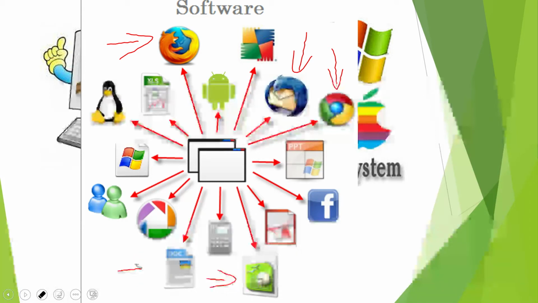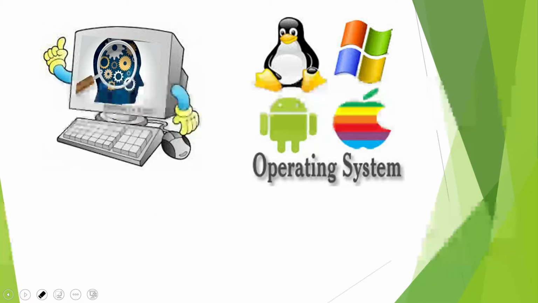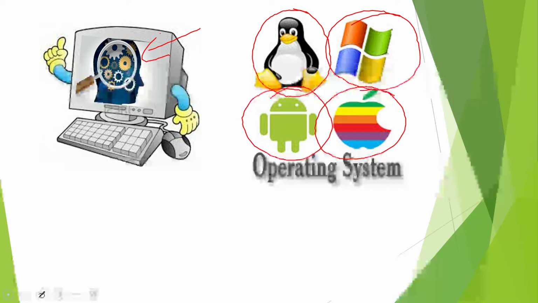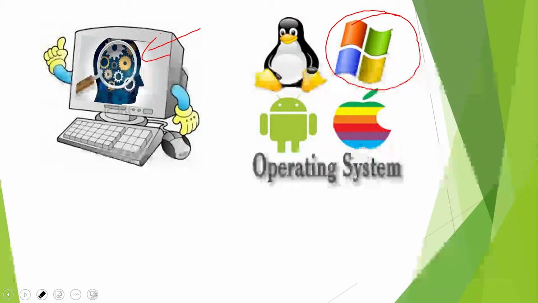The most important software on a computer is the operating system. The operating system is like the brain of our computers. Some common ones are Linux, Android, iOS, and Windows. In all these classes, we are going to use Windows because it's the one which is installed on your computers.